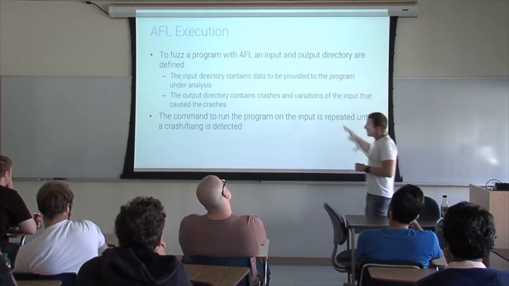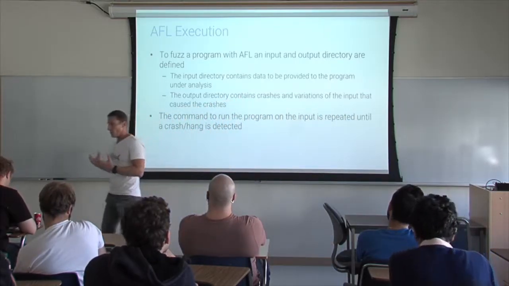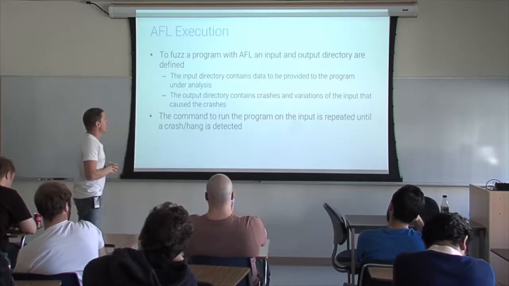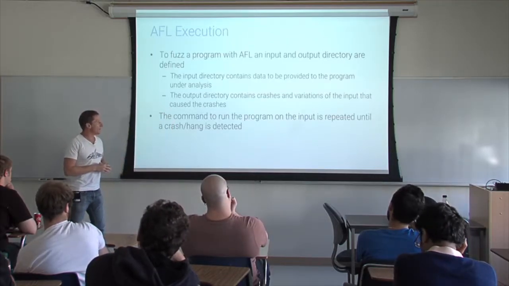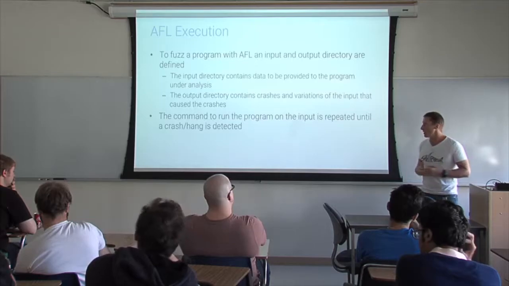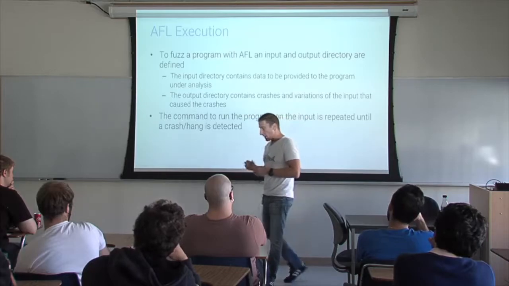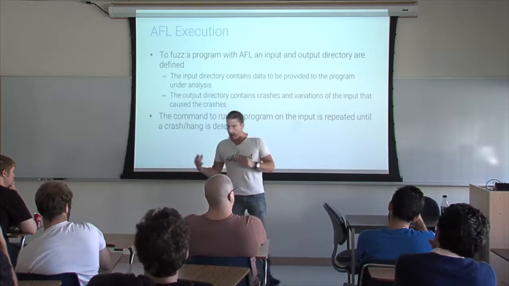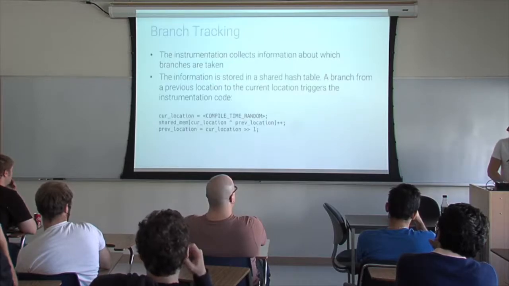In AFL, it starts by having just the program, an input directory with seed inputs, so initial inputs for the program, and the output directory in which crashes are put. And then simply you run the program, and this is executed many, many times. To optimize, instead of being executed from the command line, there is a main program that does a fork and exec so that most of the memory stays in the cache.